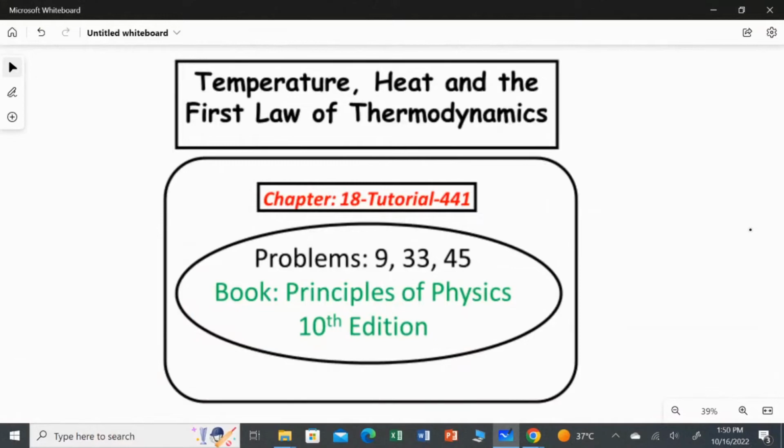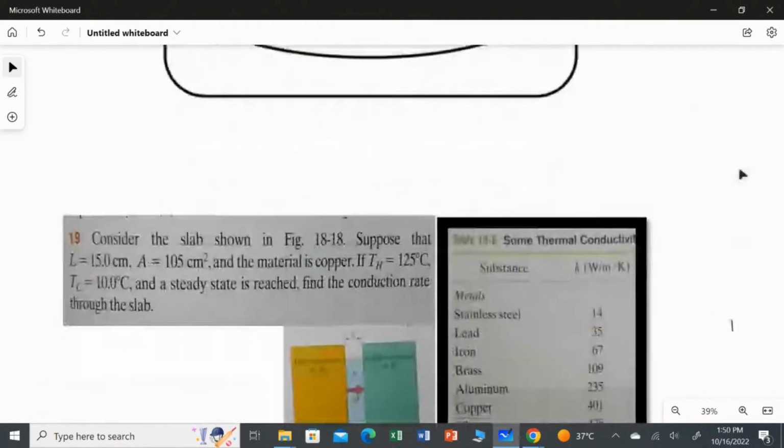In this video, I'm going to solve these three problems, which are taken from the book Principles of Physics, 10th edition. The title of the chapter is Temperature, Heat, and the First Law of Thermodynamics. First question.